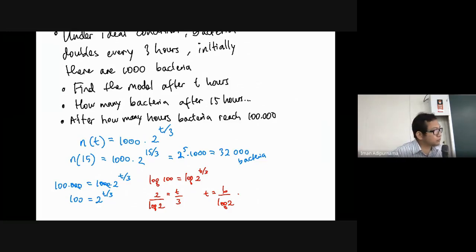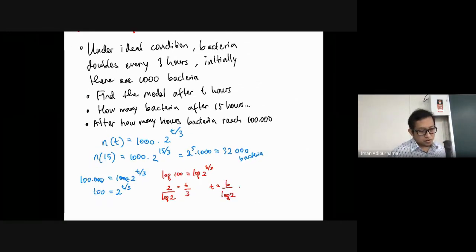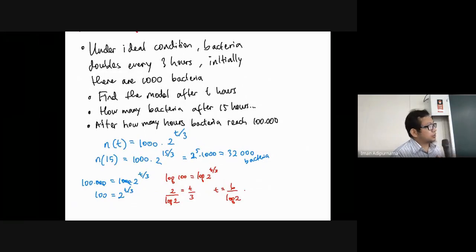Hmm? What do you mean? No, it's just a common typical questions in modeling for exponential. So usually it's just asking the models, asking how many bacteria after some time, and then how much time the bacteria needs to reach some number. Usually this 3. Okay, usually.